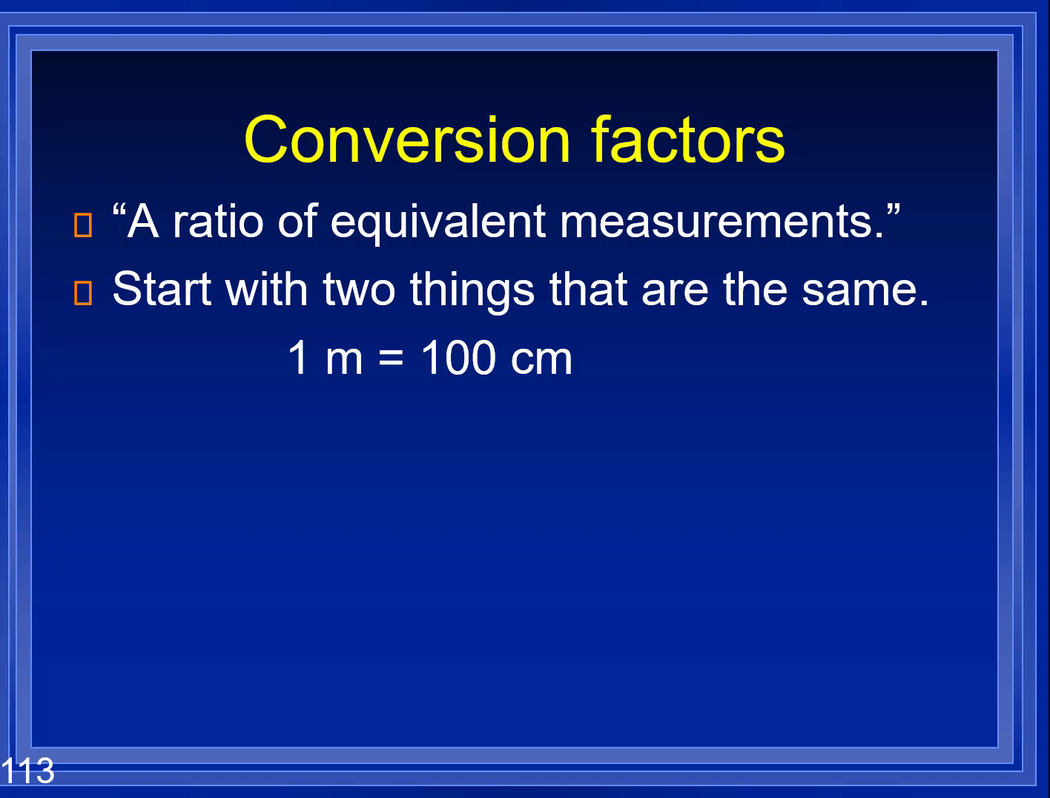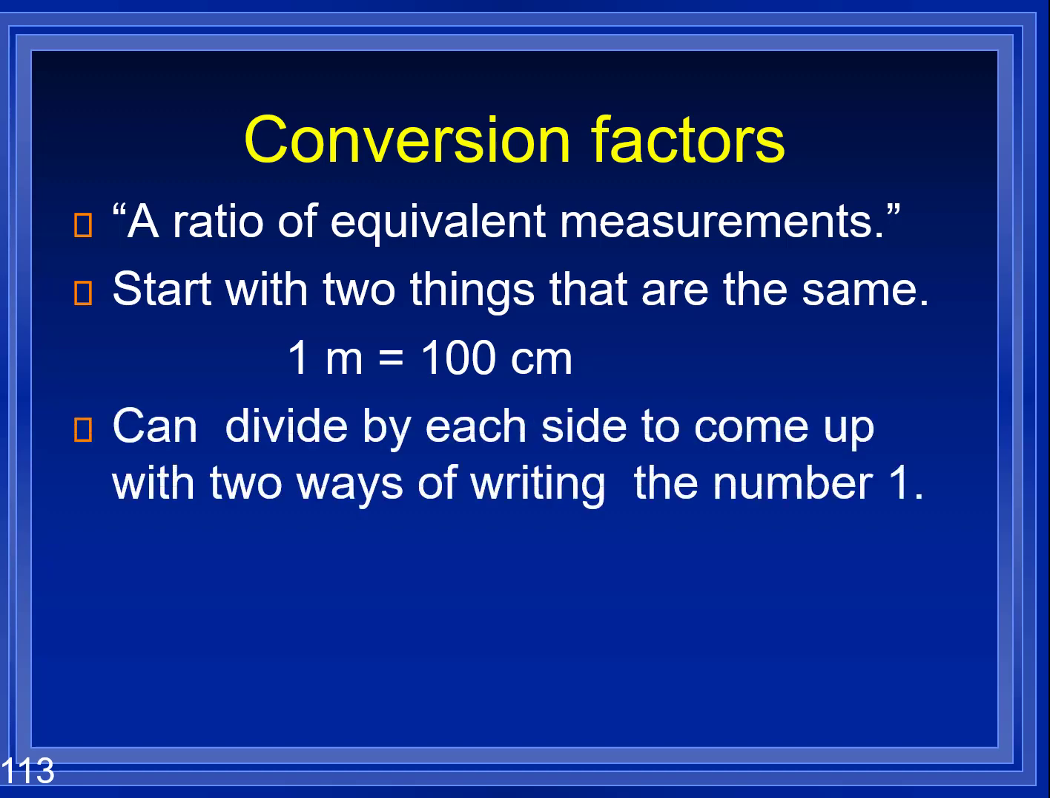So yesterday we learned that 1 meter is 100 centimeters. That's our equivalence. Those things are equivalent. Now we need to change them into ratios. Okay? And the way you change them into ratios is divide. What I'm going to do is divide both sides by the other to come up with two ways of writing the number 1.